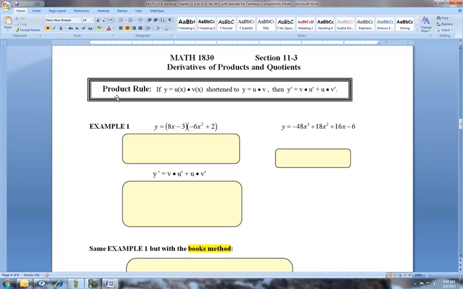So the first thing I've got is the product rule. If I've got y or f of x equal to a function of x times another function of x, I'm going to shorten this to u being the first factor, v being the second. My formula is as follows, my derivative: I'm going to have v times the derivative of first plus the first times derivative of second. Or y prime is equal to v times u prime plus u times v prime.